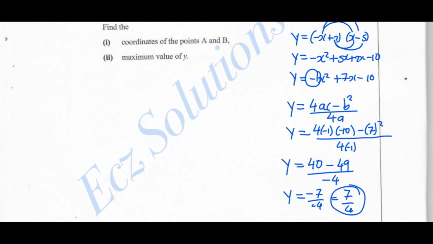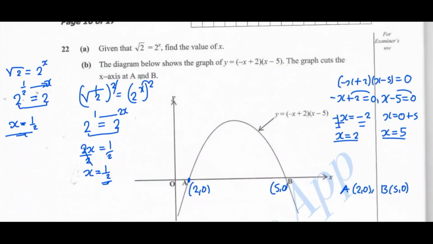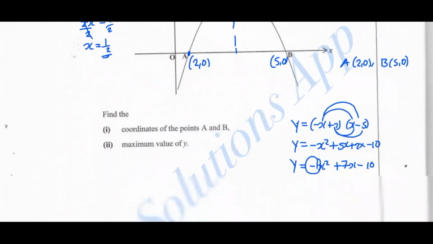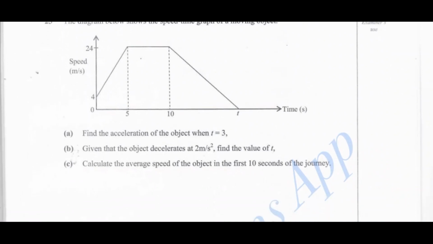And it's making sense because this is the turning point. So on the turning point here, this is our x turning point, then this is our y turning point. So the y turning point represents the value, which is in our case the maximum value. So now we can look at the last question for this paper.